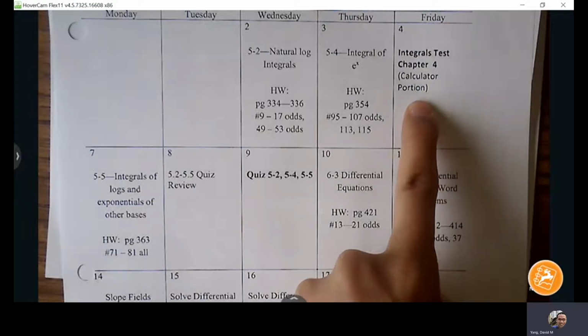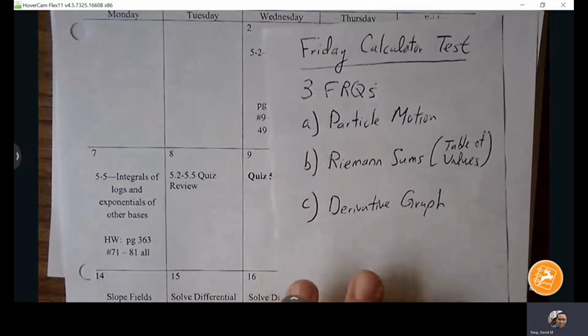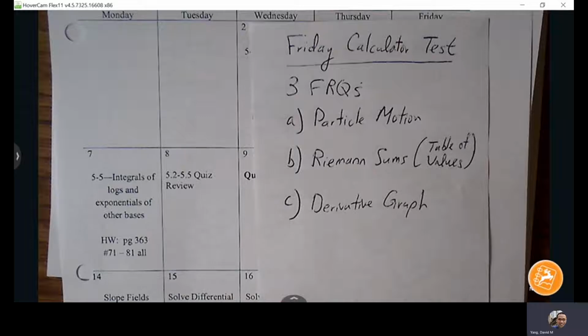The test on Friday, calculator portion, will be 3 FRQs. You see the variations of each of them in your packet. There will be a particle motion problem, a Riemann sums problem, which is just a table of values, and then a derivative graph where g of x equals the integral of f of x, and we have to go through that whole process. If you're able to work through that packet, and I put some extra practice in there, you should feel pretty confident going into Friday. It's not going to veer too differently from those types of problems.